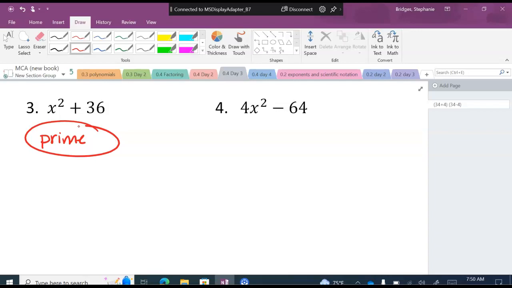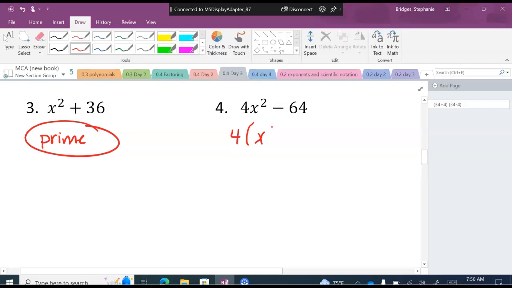Now, number 4 can be a little tricky because we get in the habit of just doing square root and moving on. 4 and 64 are both on my list of squares, aren't they? However, what is the very first question we're supposed to ask? Do we have a GCF? Do 4 and 64 have something in common? Yes, they do. They share a 4, right? So we have to pull that 4 out first.